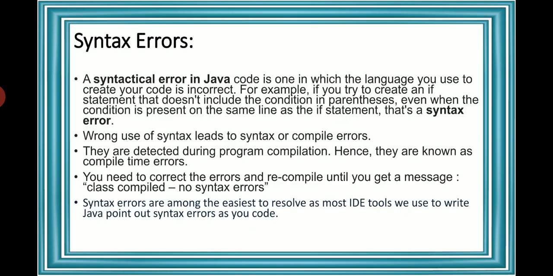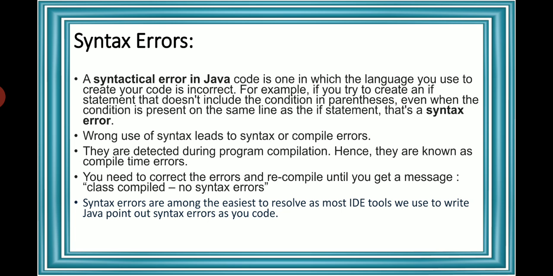First is syntax error. What is a syntax error? It is a syntactical error, meaning when you are writing the code, you are writing it wrong. Every language has a set of rules and regulations for how you have to write it. If you are writing the language wrong, then it is a syntax error. When you compile the program, the syntax errors are identified by the compiler. So they are identified at the time of program compilation. That is why they are also known as compile time errors. They are detected during the program compilation, hence they are called compile time errors.